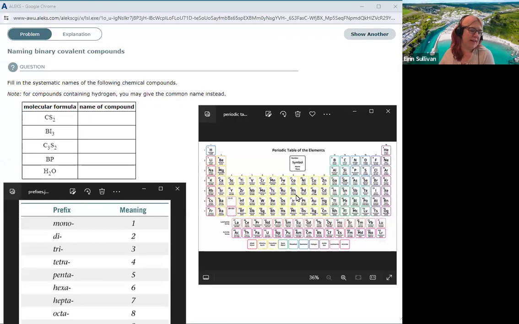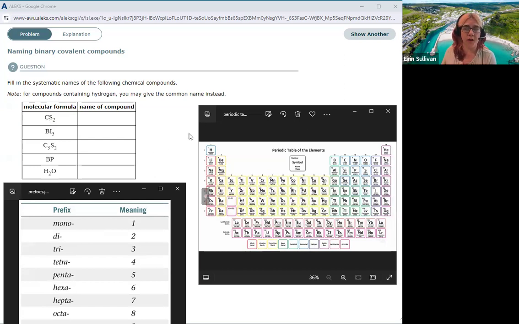Okay, so probably the easiest of all the naming is naming binary covalent compounds. Because basically, you just say the name of the first element and then the name of the second element followed by "ide." And if there's more than one of any of them, you use your Greek prefix, with the exception of if there is just one of element number one. So if it's mono, the first element, you just miss the mono off because it'd just be too much.